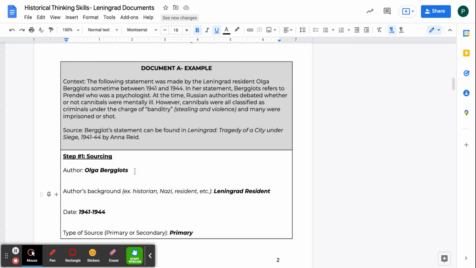This is known as sourcing. This is where you get the author's name, their background, the date, whether it's a primary source. How do we know that she is a primary source? Because she was a Leningrad resident. She lived during that time period between 1941 and 1944. So we'll go back and check our notes. Okay, this is when Leningrad was happening. We know that she was there and lived through it.